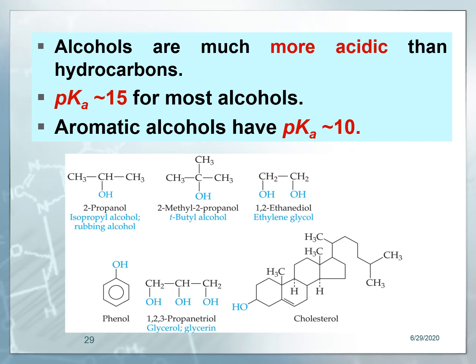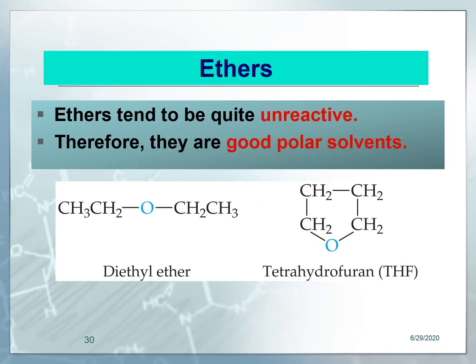This figure shows examples of alcohols, such as 2-propanol, 2-methyl-2-propanol, and so forth. Cholesterol is a biochemically important alcohol, however, when present in excessive amounts, it may precipitate and contribute to high blood pressure. We move to the second important functional group, which is ether. Ether is a compound in which two hydrocarbon groups are bonded to one oxygen.